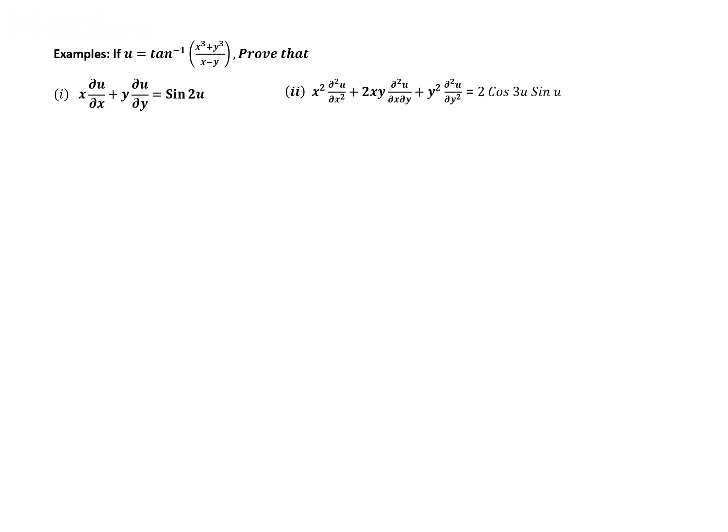Now take one more example. Suppose u is equal to tan inverse of x cube plus y cube upon x minus y, then we have to prove these two identities. So here we use the Euler deduction formula. As you see, u is equal to tan inverse x cube plus y cube upon x minus y. We cannot say this is a homogeneous function of a particular order.